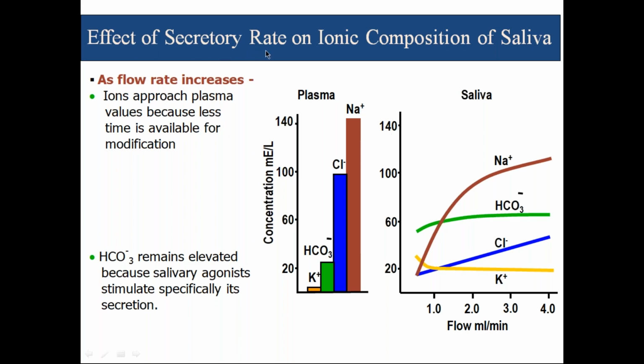So as the secretory rate of saliva increases, its composition will differ. What will differ? Because the primary secretion's concentration is like plasma, the concentration of these four ions would by and large start approaching the plasma levels of sodium, potassium, chloride and bicarbonate.